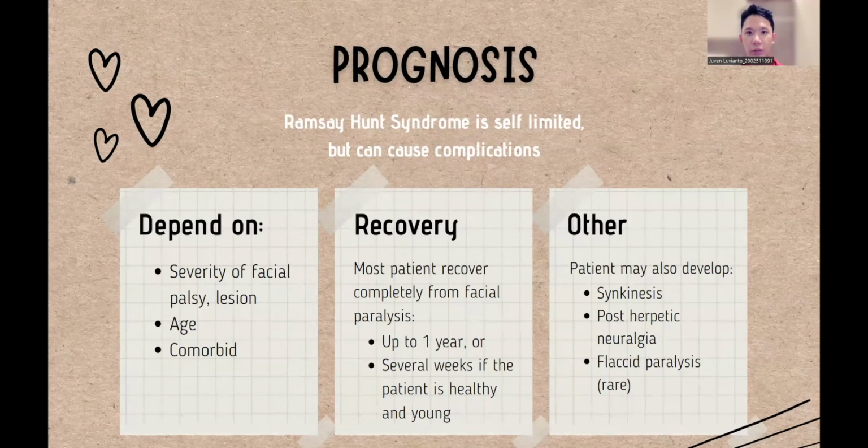I will continue about the prognosis of Ramsay Hunt syndrome. Ramsay Hunt syndrome is self-limited, but it can cause some complications. The complications depend on the severity of the facial palsy or the lesion, and age. Younger patients recover better than the elderly. And the last factor is the comorbidities that the patient has.